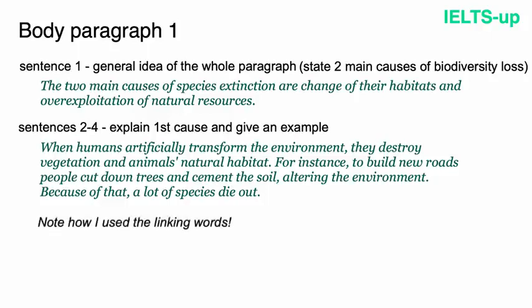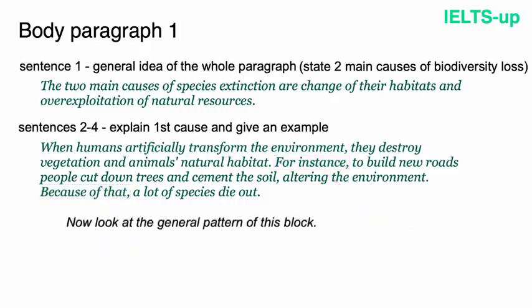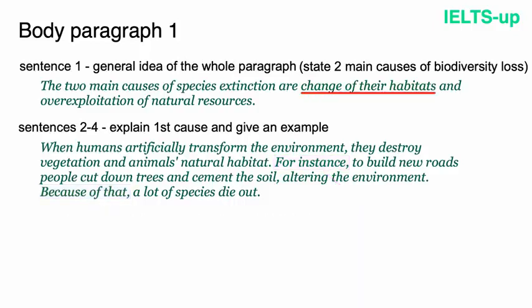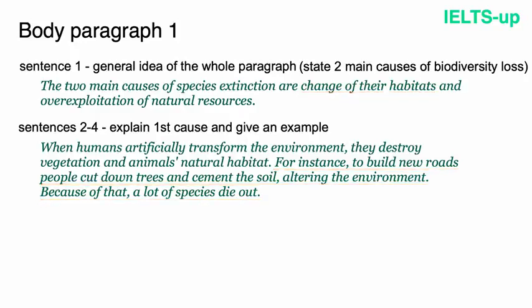Note how I use the linking words. For instance, to give an example, because of that, to show consequences. And it's very good to use linking words. Now look at the general pattern of this block. I mentioned change of their habitats as the first cause of biodiversity loss in my very first sentence. And now I explained what this actually means. And then I supported my point of view with an example. Such logical progression of your thoughts will help you to get a high score in IELTS writing.